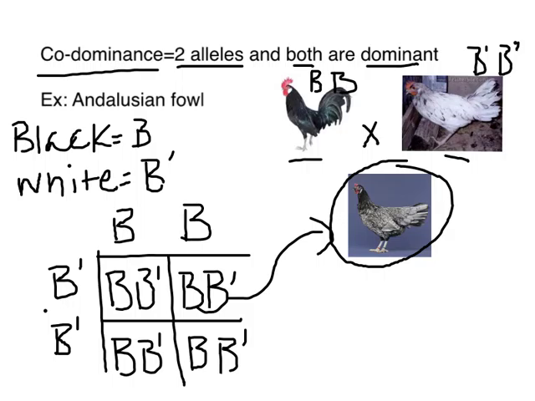Once you know how to do one, you know how to do both of these types of inheritance. Could I cross two of the checkerboard chickens together? Yeah, I could do that. I could cross a black and a checkerboard, or a white and a checkerboard. You cross two whites, two blacks, whatever. It really doesn't matter in these. You still perform the Punnett square the same way. You just have a slightly different way of writing the alleles.